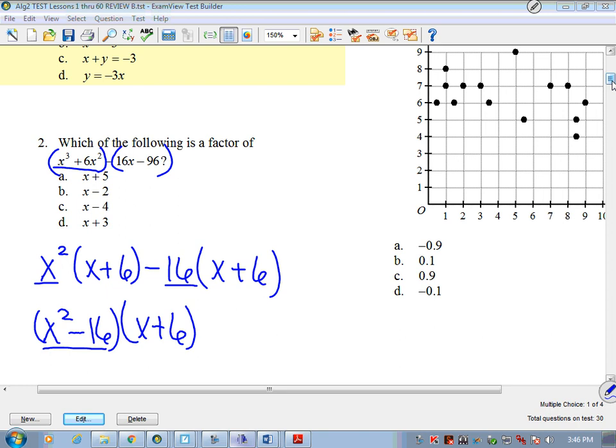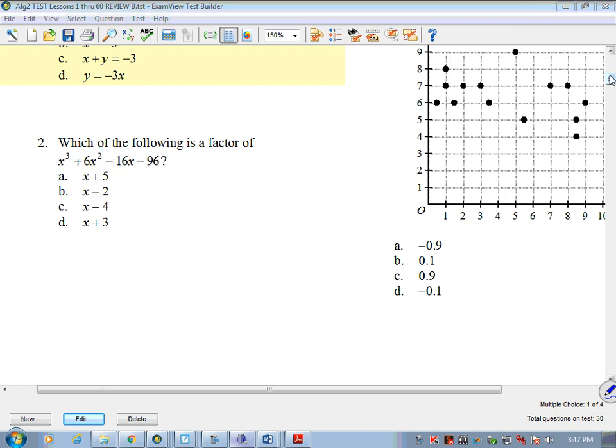And because I have an x squared minus a perfect square, I can, where I'm going to get x minus 4, x plus 4, and again I can bring down my x plus 6. So now I can look, those are my 3 factors, and we see that x minus 4 is the factor that I want to use. So that's exactly the work that I would show. You can circle the x minus 4 that's in that. Okay, so you want to look for places where it can break down a little bit further.